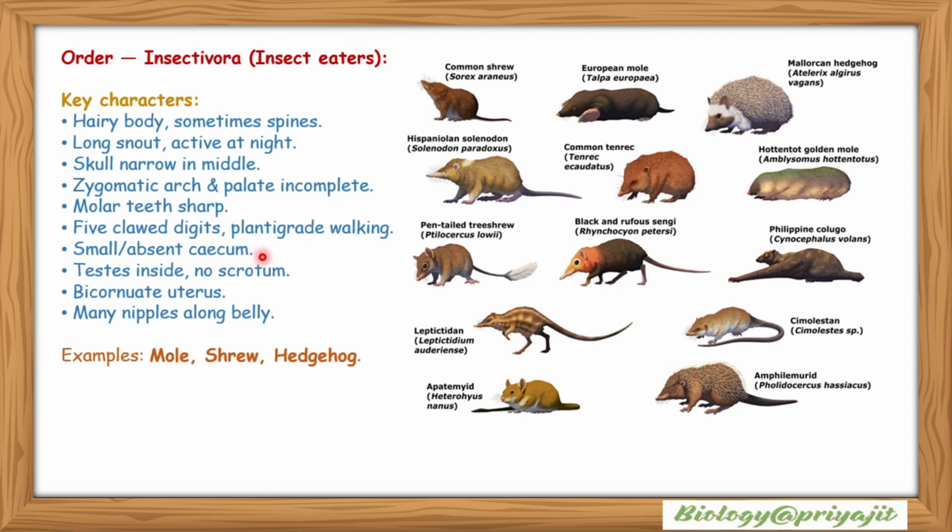The cecum is small or absent. The testis is inside, so there is no scrotum. A bicornuate uterus is found among insectivores. There are many nipples along the belly. The examples: mole, shrew, hedgehog, etc.